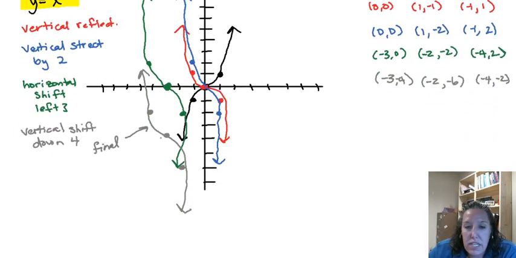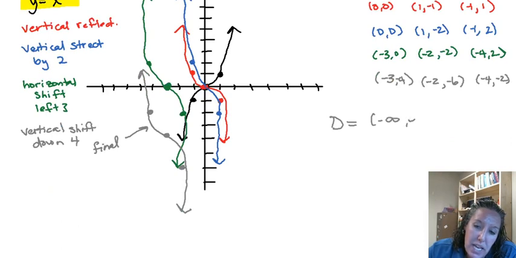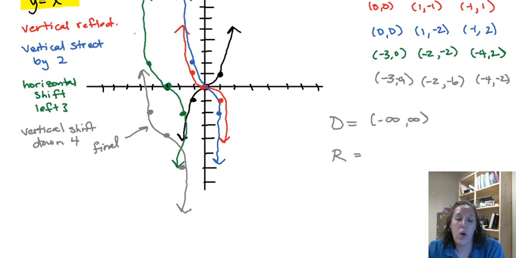And this graph is going to continue to get wider and wider as it goes across. So our domain for that one is going to be -infinity to infinity. And then it will continue to go up forever and down forever. Our range is also -infinity to infinity.